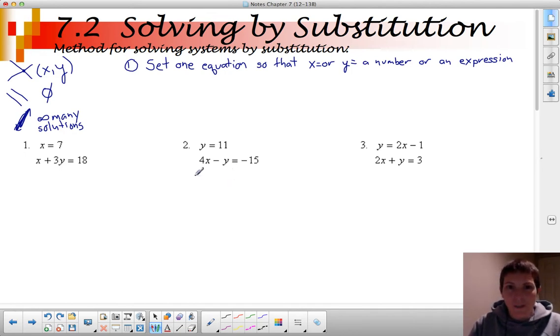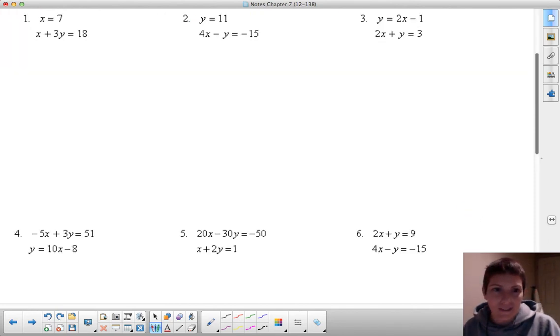Look at problems 1, 2, and 3. Notice that they took that first equation, and in number 1, x is equal to a number. Number 2, y is equal to a number. In number 3, y is equal to an expression. In number 4, notice they used the second equation, and they made y equal to an expression. In number 5, we're going to make a change so that we can. And number 6, we're going to talk about.